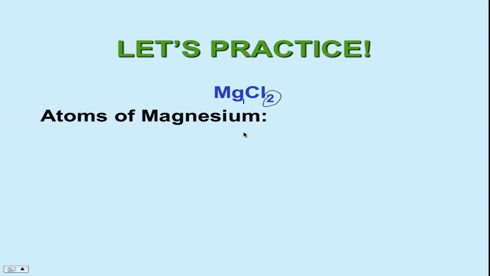So let's do a little bit of practicing. Really quick, we've got magnesium chloride, MgCl2. Really the only rule we need to worry about is rule number 2 with our subscripts. We've got a subscript of 2 here, and a subscript of 1 right there. So the number of magnesium should be 1, and the number of chlorine should be 2.